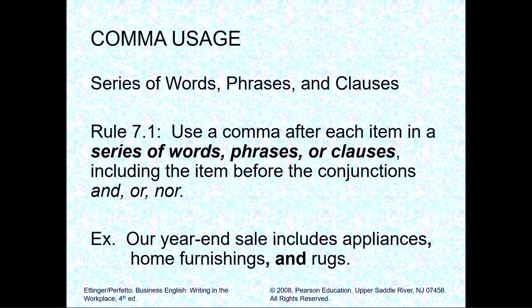7.1, use a comma after each item in a series of words, phrases, or clauses, including the item before the conjunctions, such as and, or, nor. Here is an example. Our year-end sale includes appliances, comma, home furnishings, comma, and rugs, period. Okay, so that's rule 7.1. You need the comma here, here, here. And if you had more, you would have to add more commas. Okay?